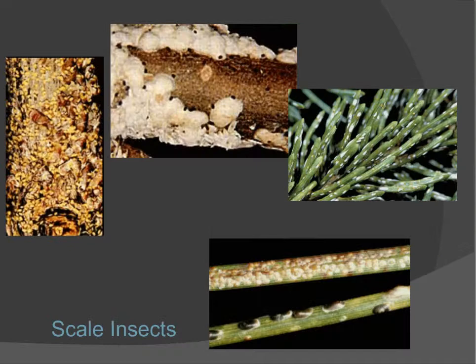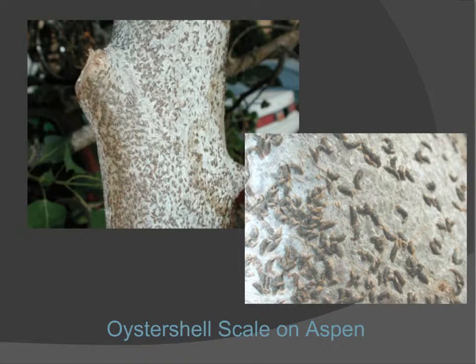Scale insects are also piercing and sucking, and they have either a waxy or a hard cover over them, and the insect is underneath. Some of the scale that you might find that is fairly common is oyster shell scale on aspen. Because aspen has such thin bark, they can suck the phloem juice, the carbohydrates, right out of there.